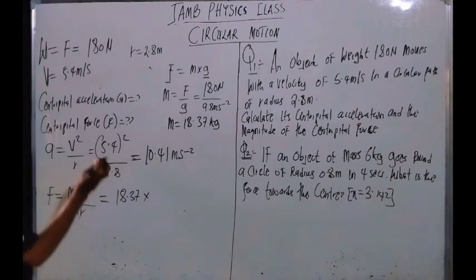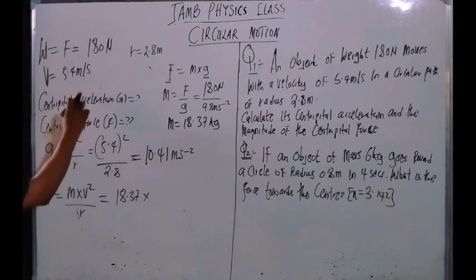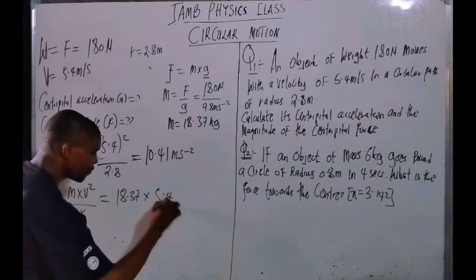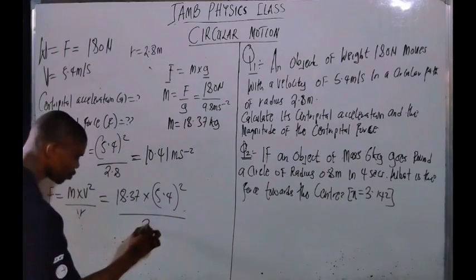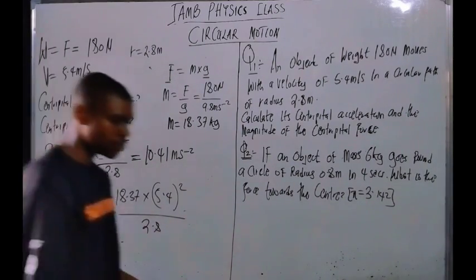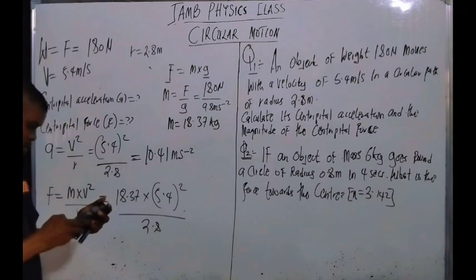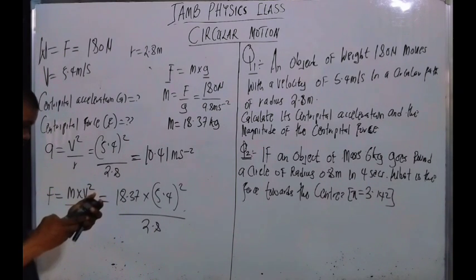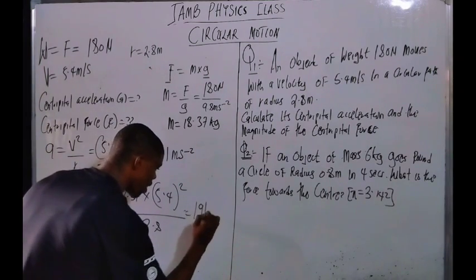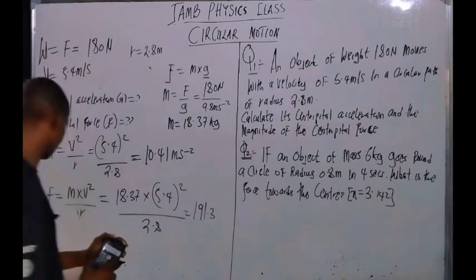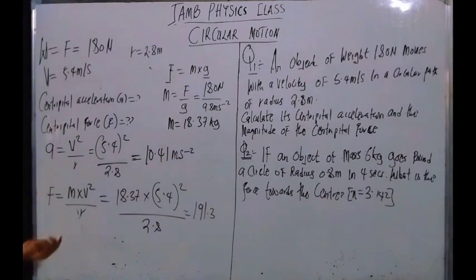V is 5.4 squared over 2.8. Can you see that? If you use your calculator here, 180.37 times divided by 2.8, you have 191.3. It's okay.